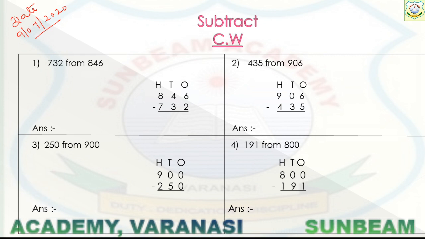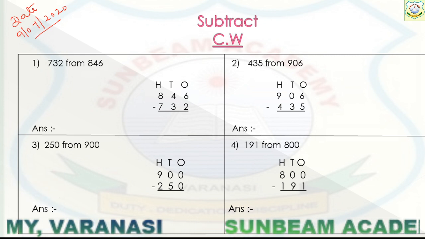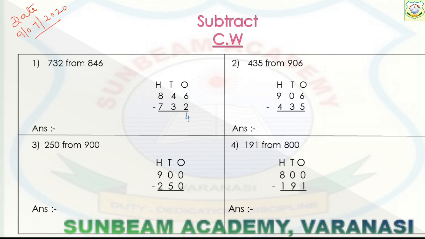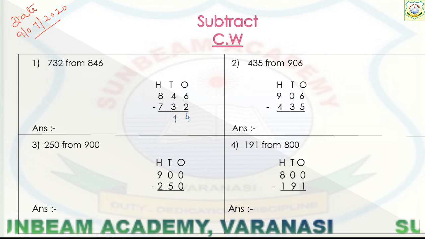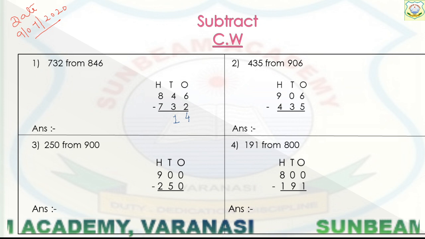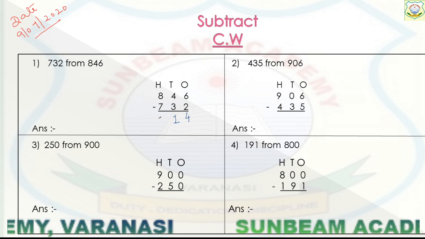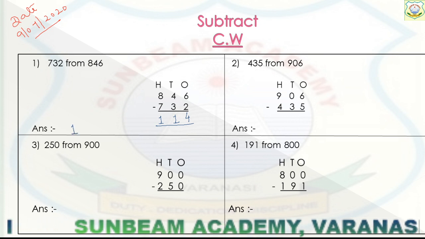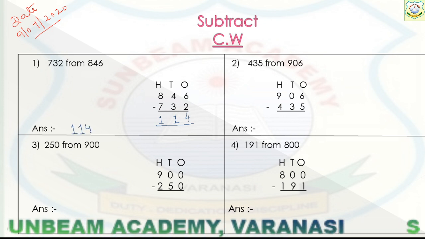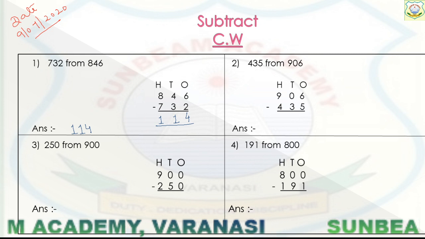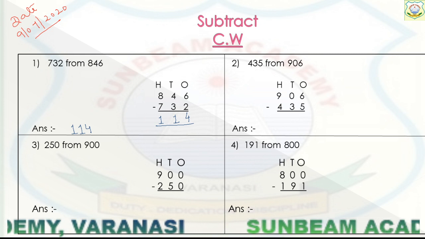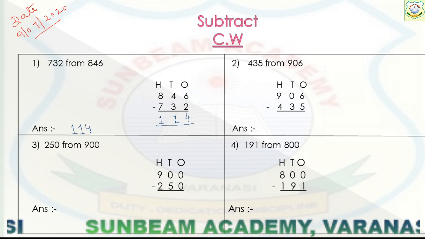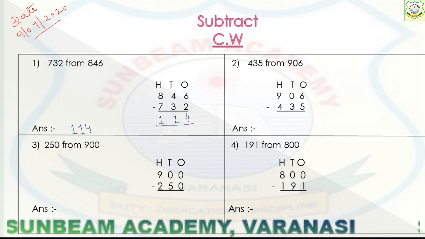So now tell me, 6 minus 2 is 4. Then 4 minus 3 is 1. 8 minus 7 is 1. So what answer did we get? 114. Got it? Now after that, move to the next question.